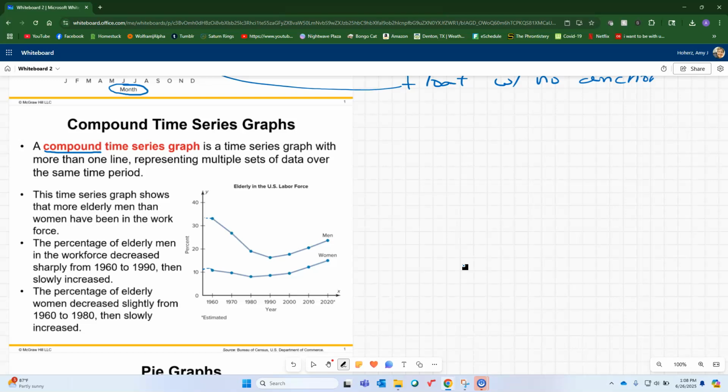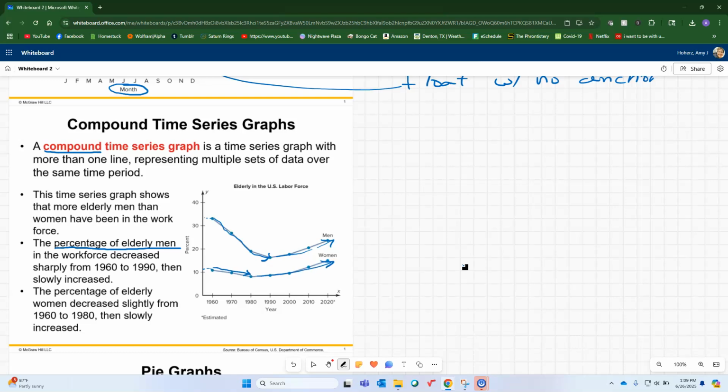And the nice thing about that is you can compare. So in this case, it says the percentage of elderly men in the workforce decreased from 1960 to 1990. So we're talking about along this time period here. This went down. And then slowly increased. Okay, so then the men went back up. The percentage of elderly women decreased slightly from 1960 to 1980, and then slowly increased.